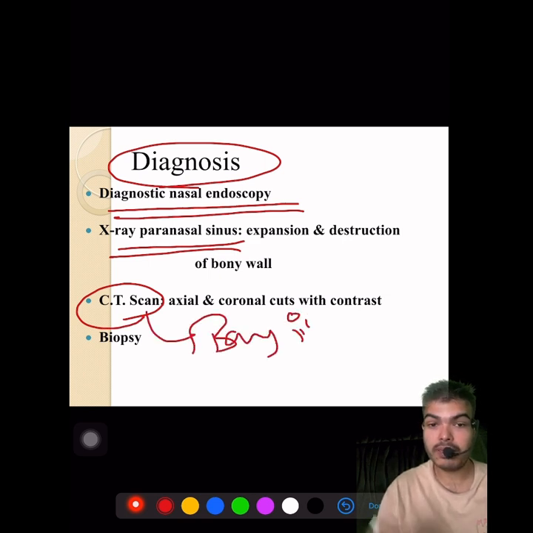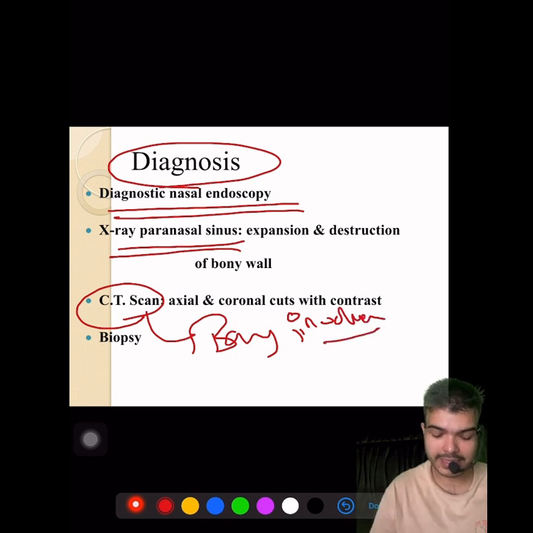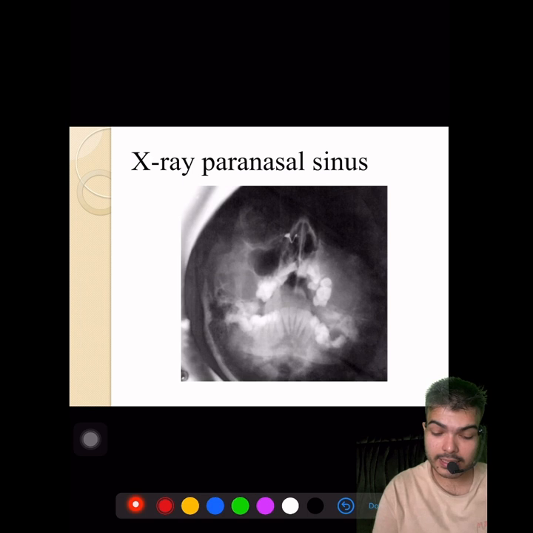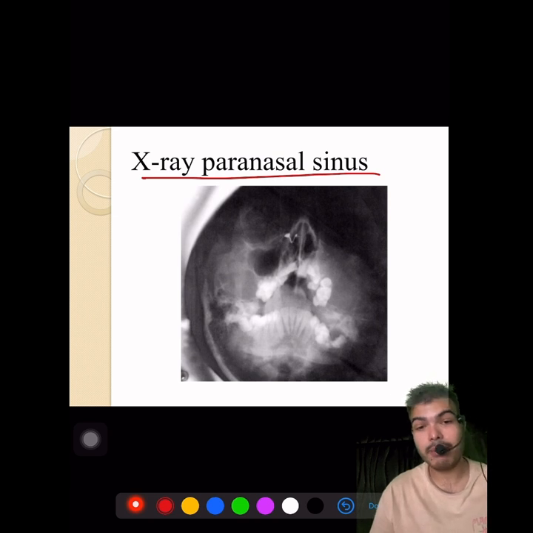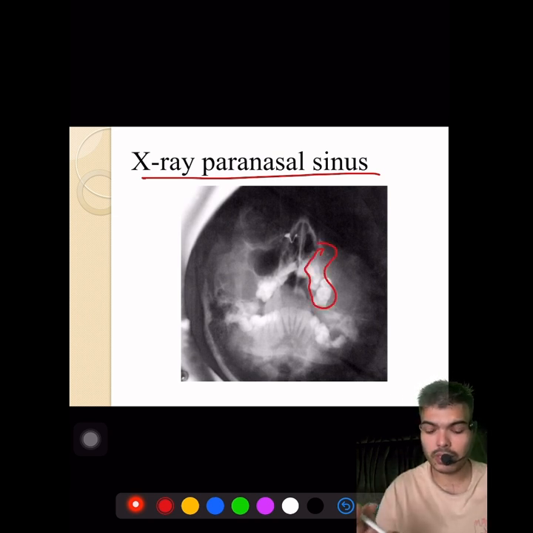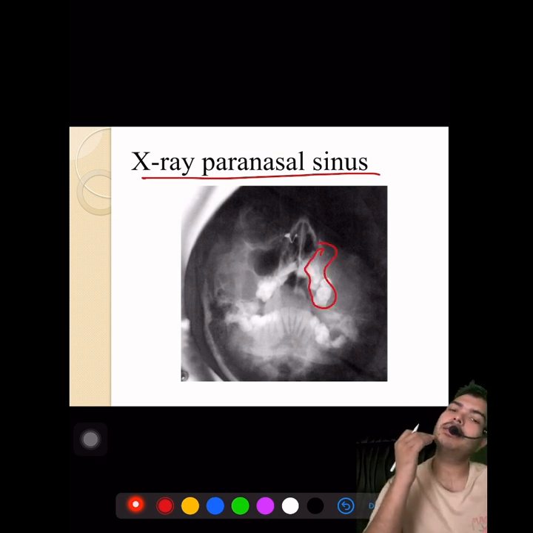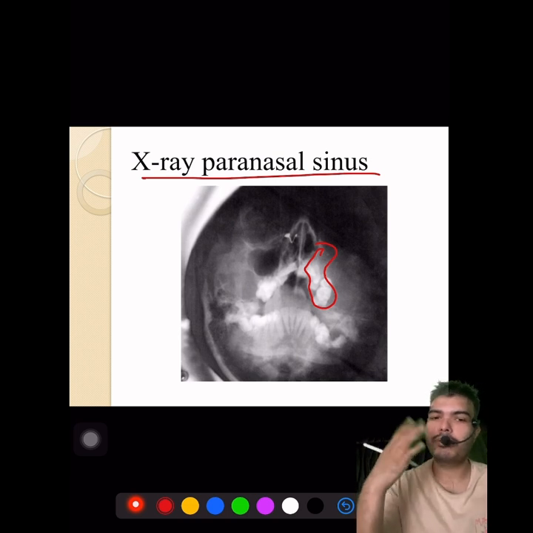Because of the bony involvement, the best investigation of choice will be CT scan. You can also go for a biopsy. Now, X-ray of the paranasal sinuses is shown here with opacification at the maxillary area, but this is not a diagnostic clue. Of course, there will be a mass at the palatine. Of course, there's diplopia, proptosis, and a mass over here.